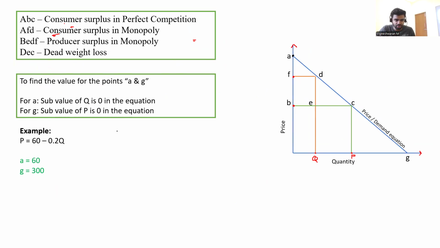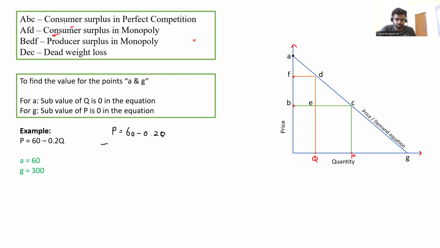So the equation is what? P is equal to 60 minus 0.2Q. Now see, I want the points A and G, right? The point A is in the y-axis. Okay, so y-axis means price. So, to simplify, guys, to find the value of point A, put the quantity as 0.